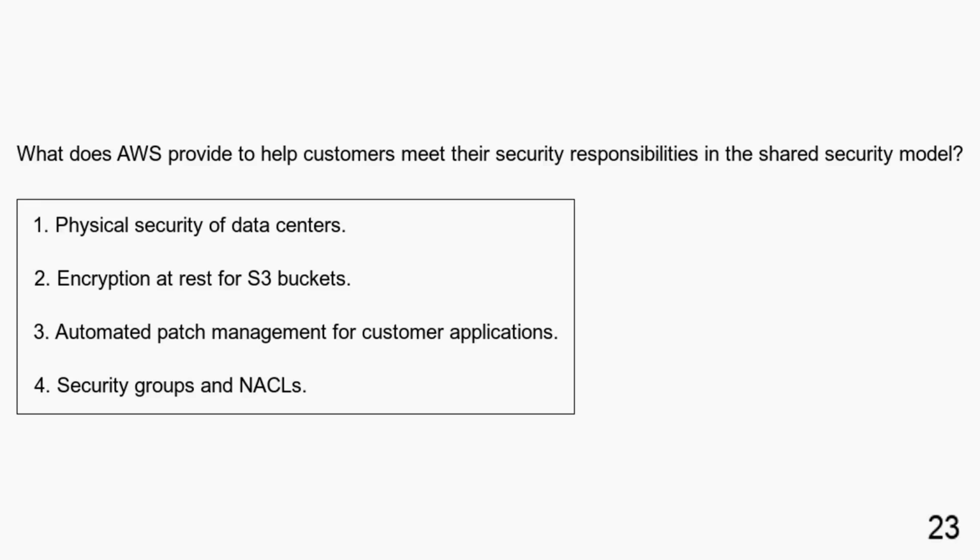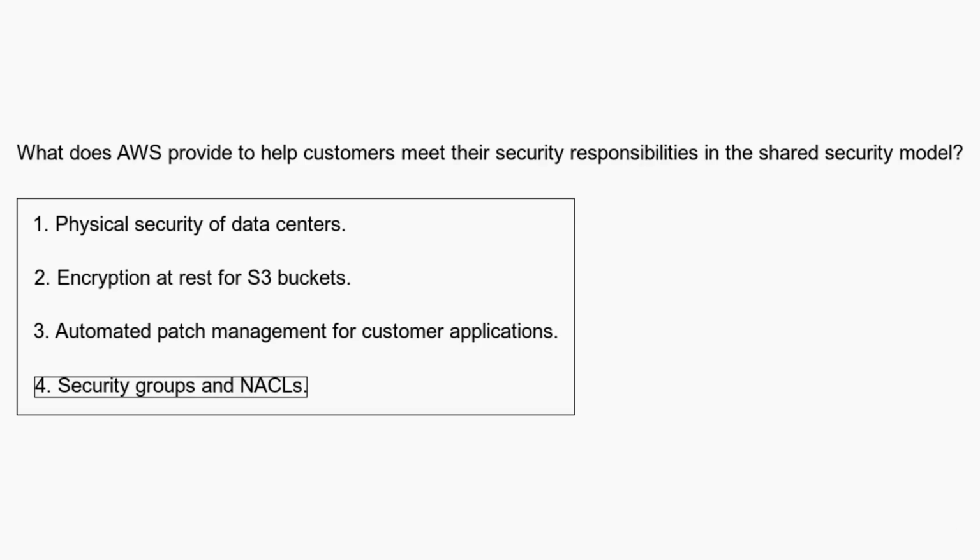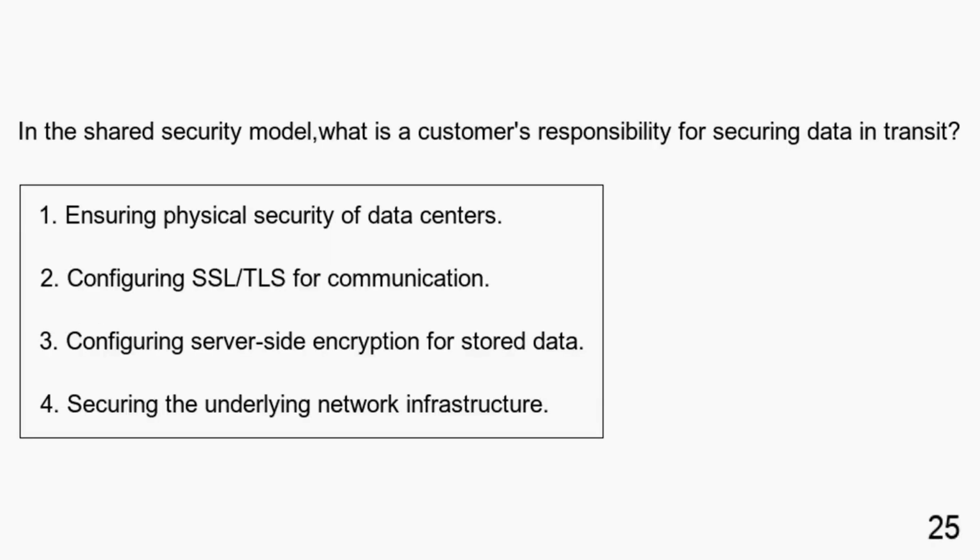What does AWS provide to help customers meet their security responsibilities in the shared security model? Physical security of data centers. Encryption at rest for S3 buckets. Automated patch management for customer applications. Security groups and NACLs. AWS provides tools like security groups and network access control lists, NACLs, to help customers meet their security responsibilities.